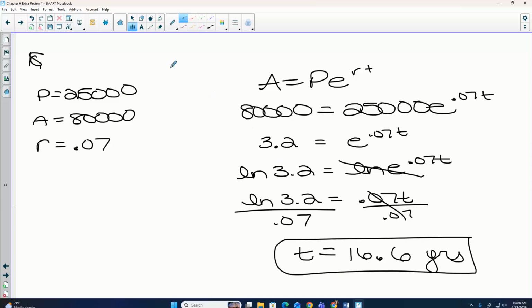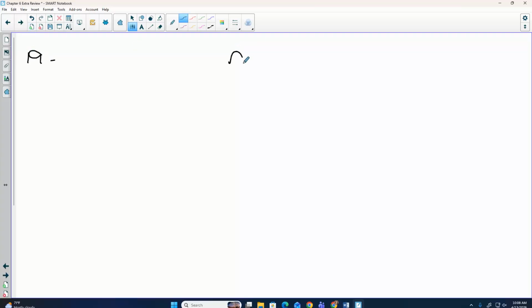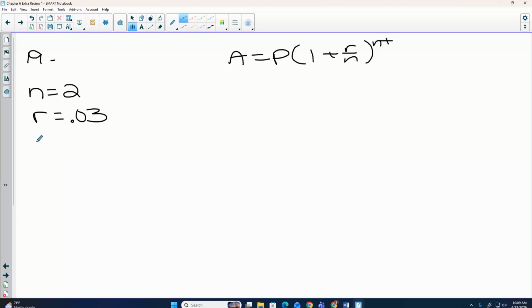19 is similar, except this one wasn't continuous compounding. So we're using the other formula. Find the doubling time of an investment compounded semi-annually. What does that mean? 2 times. So that's my n. At a rate of 3%. So r would be 0.03. Doubling time is the time until it doubles. I did not tell you how much we started with, so you can pick any amount you want. What do you guys want to start with? So 10, and we end with 20. Okay?